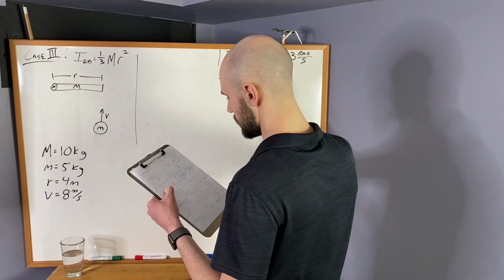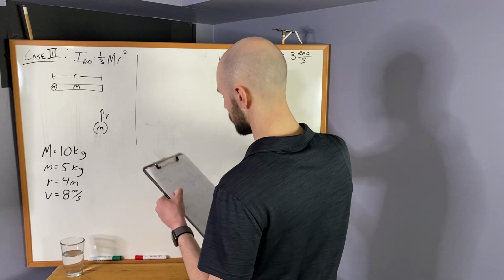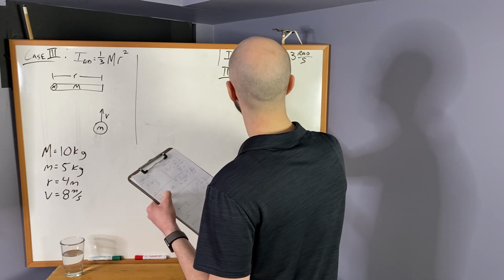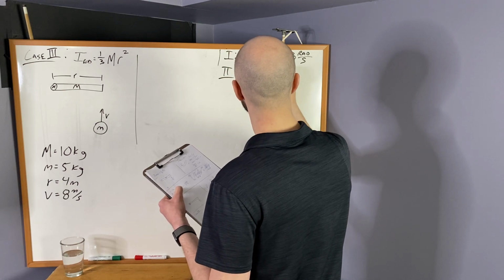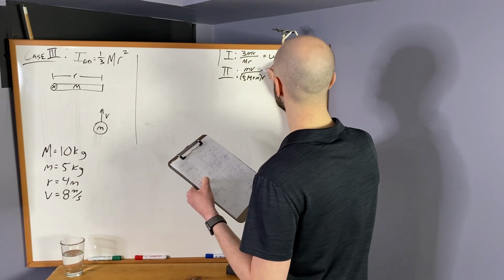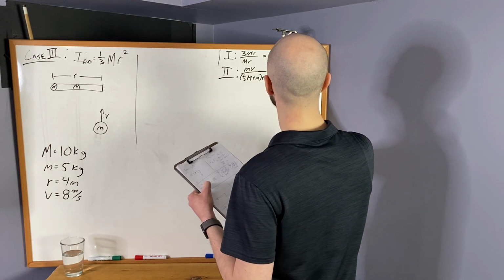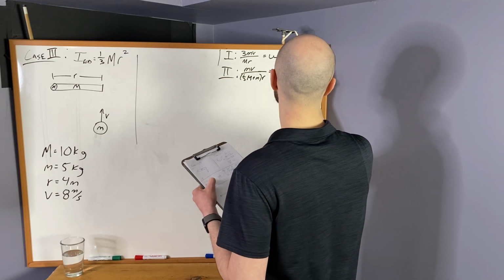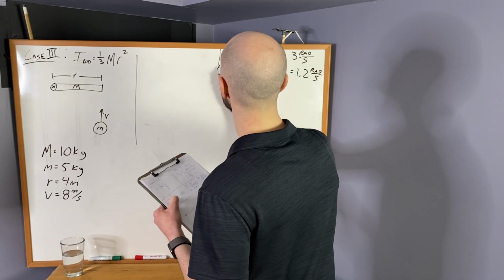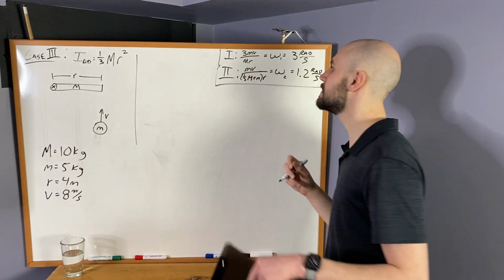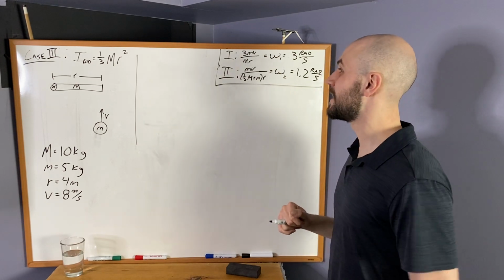Case 2, we saw that it was mv over 1/3 big M plus little m, multiplied by r. Also make a 1, make a 2, this is equal to 1.2 radians per second. Boom. All organized. Probably could have told you to just skip ahead to this part. Videos are weird. All right.